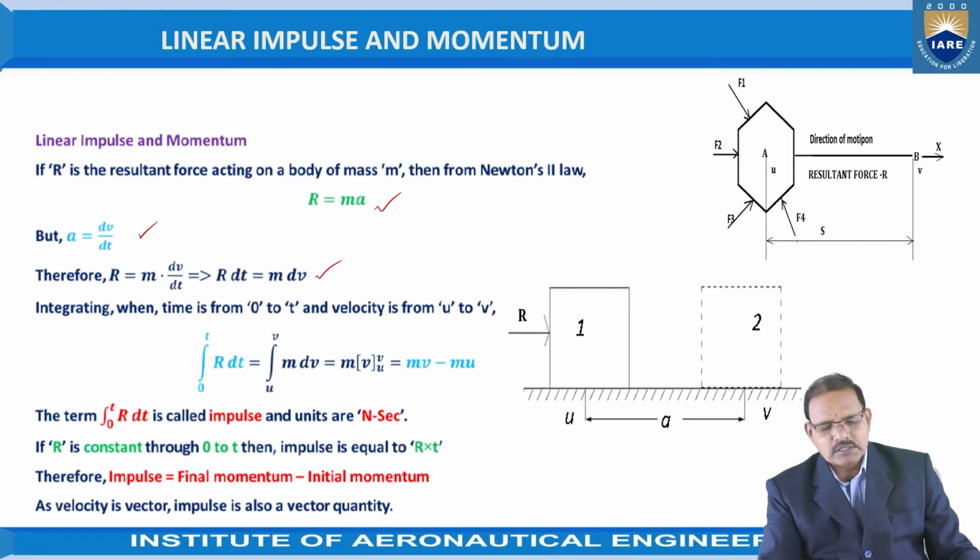So if R is a constant from 0 to t, then the product can be written as R into t. That is, the impulse is equal to the difference of final momentum and initial momentum.